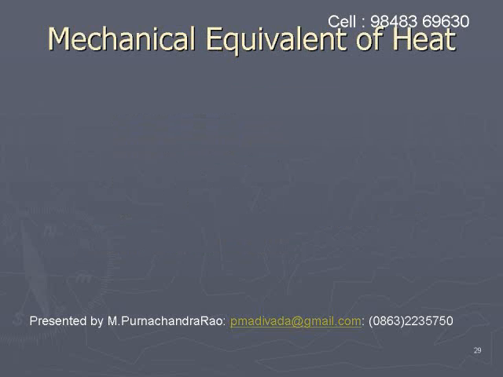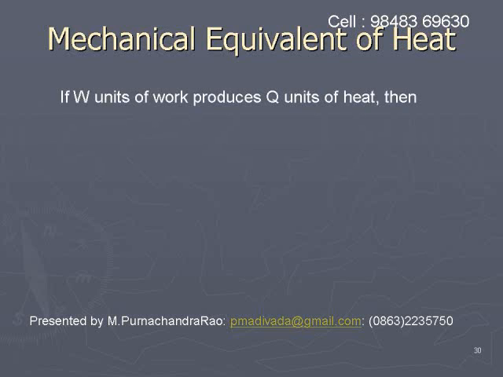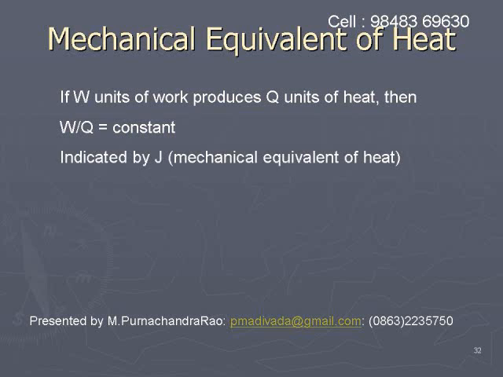Mechanical equivalent of heat. Whenever work is done, if heat is produced, then the amount of work done divided by the amount of heat produced is a constant. For example, if W units of work is done and thereby Q units of heat is produced, then W by Q is a constant.